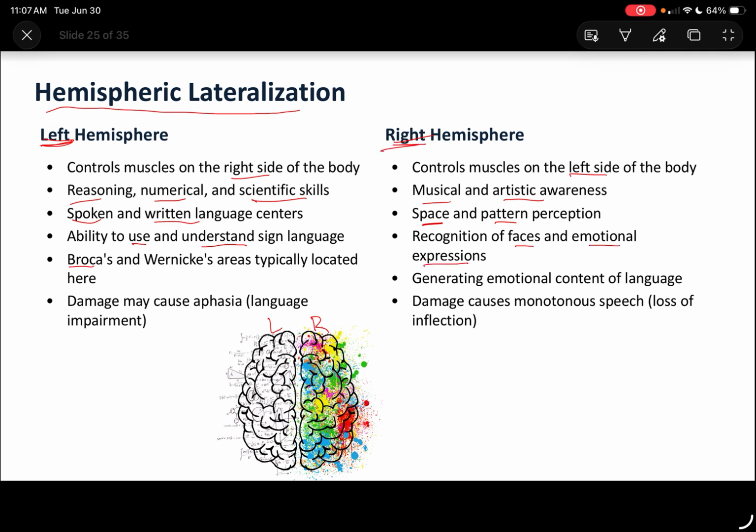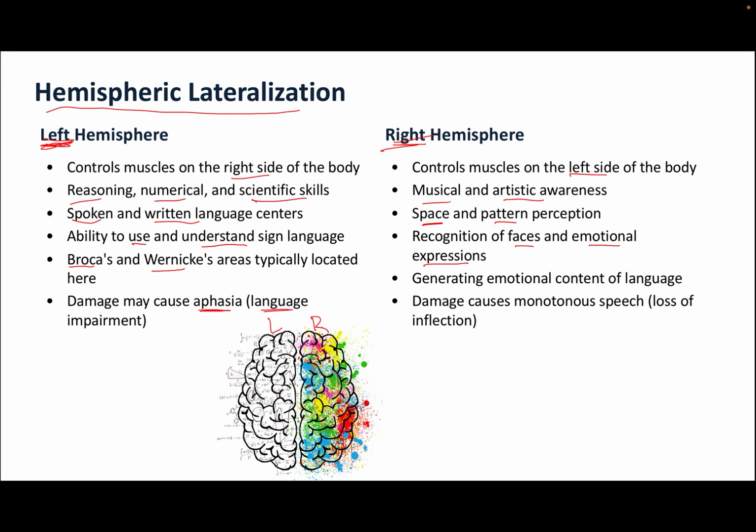We find both Broca's and Wernicke's areas typically located on the left hemisphere, and damage to the left hemisphere is more likely to be associated with causing aphasia, which is some sort of language impairment. Depending on whether Broca's area or Wernicke's area gets damaged is going to influence the type of aphasia that you have.